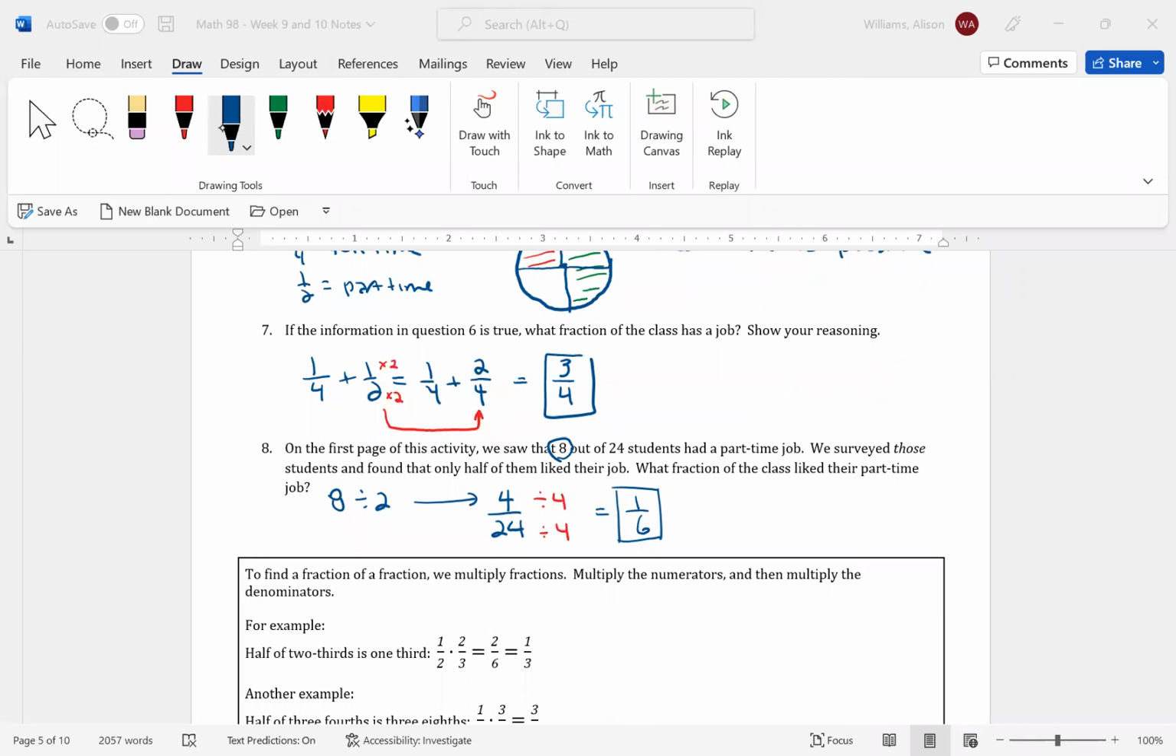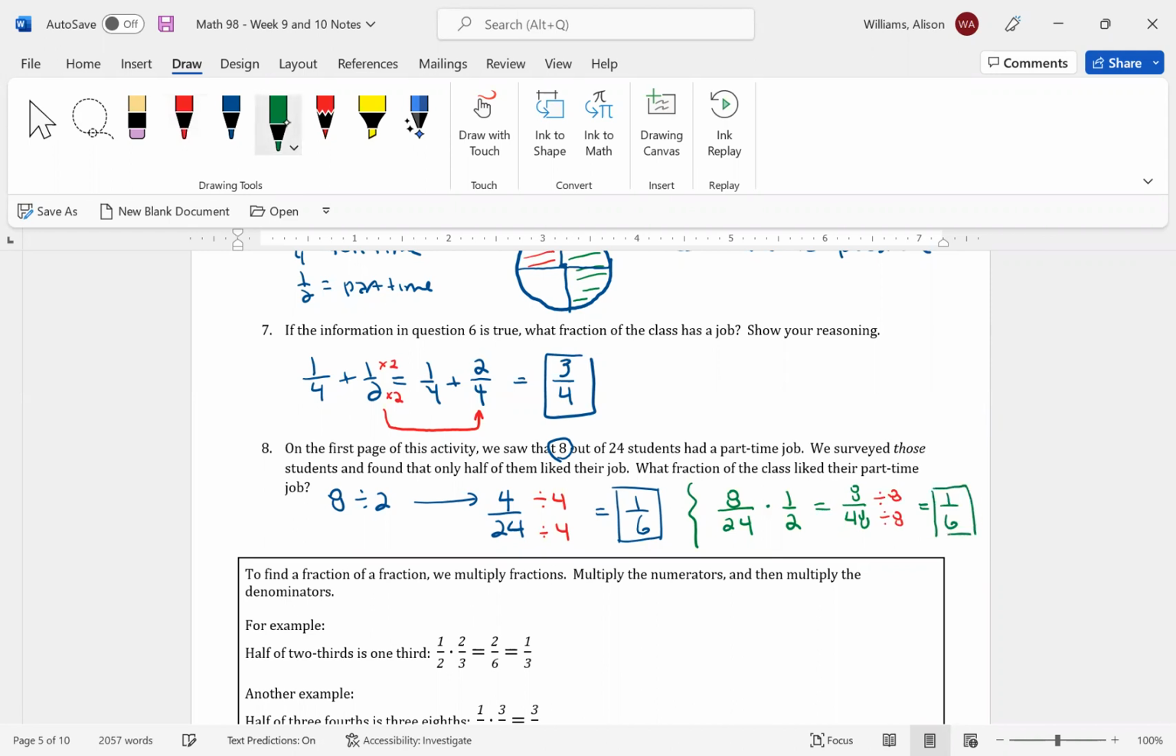So what they really were hoping that we get is that we could have done this as a fraction multiplication. What I could have done was taken 8 out of 24, let me do it in green here, and halved it. And to half it would be to multiply by 1/2. So multiplying this by 1/2, I would end up multiplying straight across, which would give me 8 over 48, which I can reduce. I can divide 48 by 8 and get 1/6, the same answer.